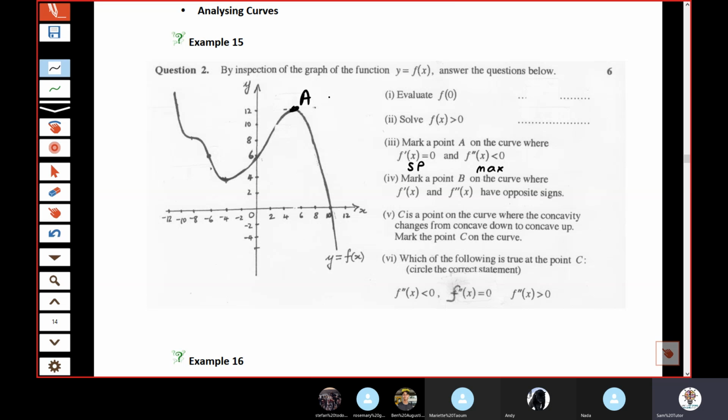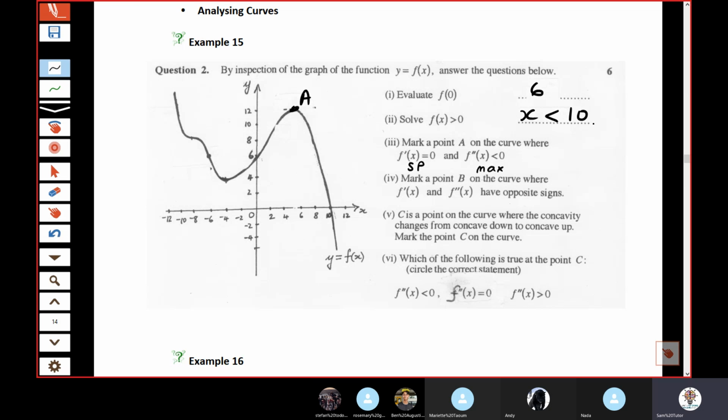All right, let's do it. Anyone get i? Evaluate f of 0. Y-intercept, right? It's just when x equals 0, the answer is just 6. Yep. What about when solve f of x is greater than 0? When is the whole graph above the x-axis? Yep. X is less than 10. Negative infinity to 10, whatever.